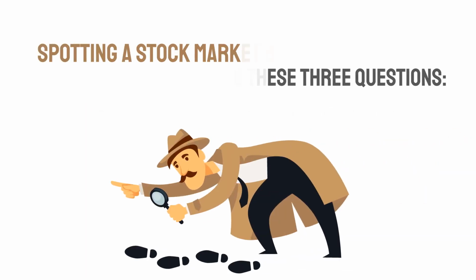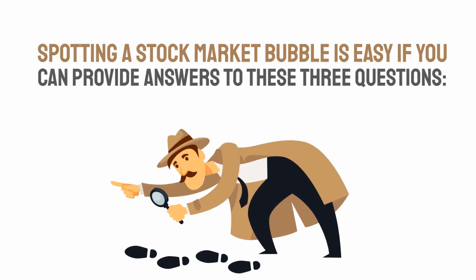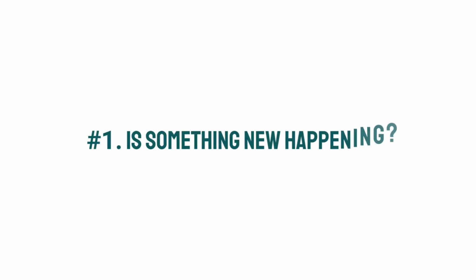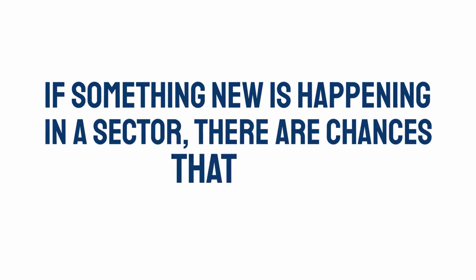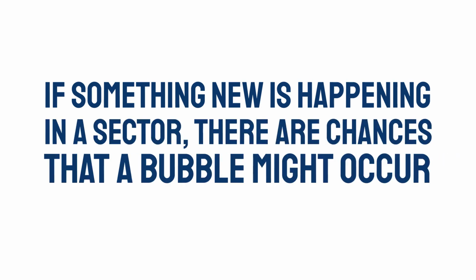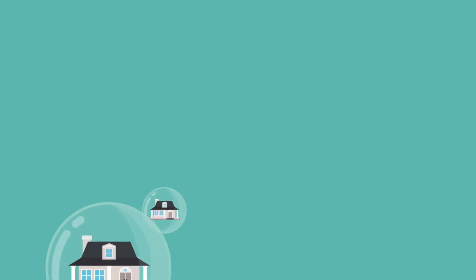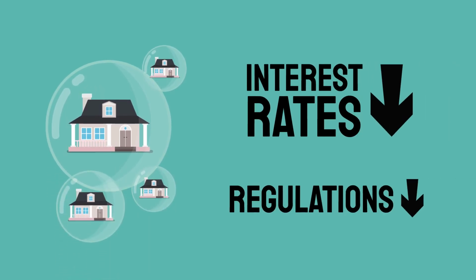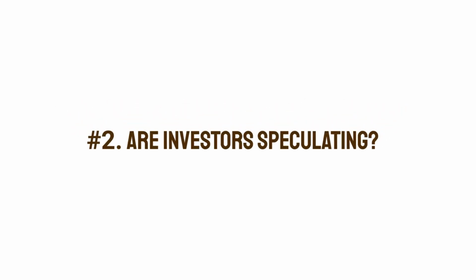So how do you spot a stock market bubble? Spotting a stock market bubble is easy if you can provide answers to these three questions. 1. Is something new happening? If something new is happening in a sector, there are chances that a bubble might occur. The real estate bubble occurred because interest rates and regulations were lowered to favor those that were not qualified for a mortgage.